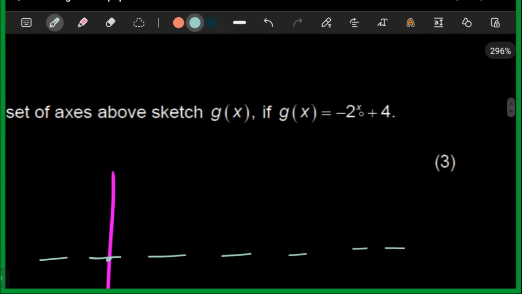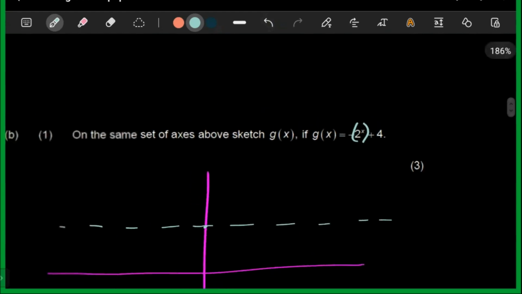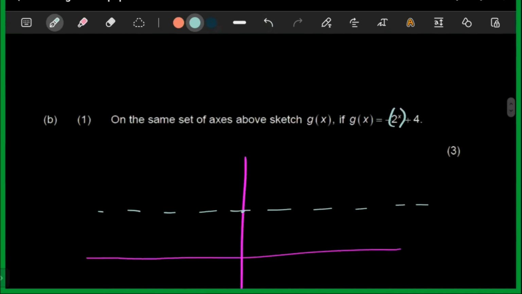This graph, as your x values are increasing, you have to remember that the negative is separate from this. Whatever you're going to be doing, you just need to keep in mind that this graph is going to be going downwards. If you start, let's say x is 0, anything to the power of 0 is 1. So -1 plus 4 is a 3. So this is where 3 will be. This is where 4 will be.